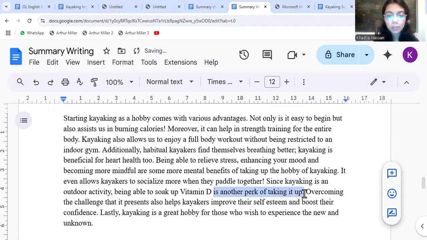Kayaking. Overcoming the challenge that it presents also helps kayakers improve their self-esteem and boost their confidence. Lastly, kayaking is a great hobby for those who wish to experience the new and unknown. So overall, I've used as many words of my own as I possibly could.